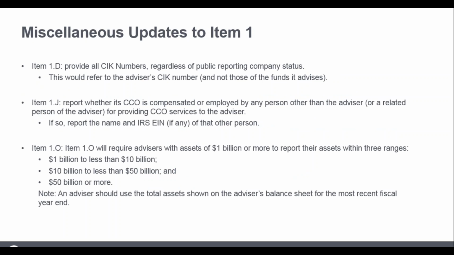In terms of miscellaneous updates to the item 1, you are now going to need to provide all of the advisors' CIK numbers. This is regardless of their public reporting company status. And again, this is going to refer to the advisor's CIK number as opposed to the funds that it manages. So if you're making Section 13 filings or other types of EDGAR filings, you're more than likely going to have a CIK number. If you're unsure of what that CIK number is, you're able to look that up on EDGAR, or you could reference those filings that you've made.